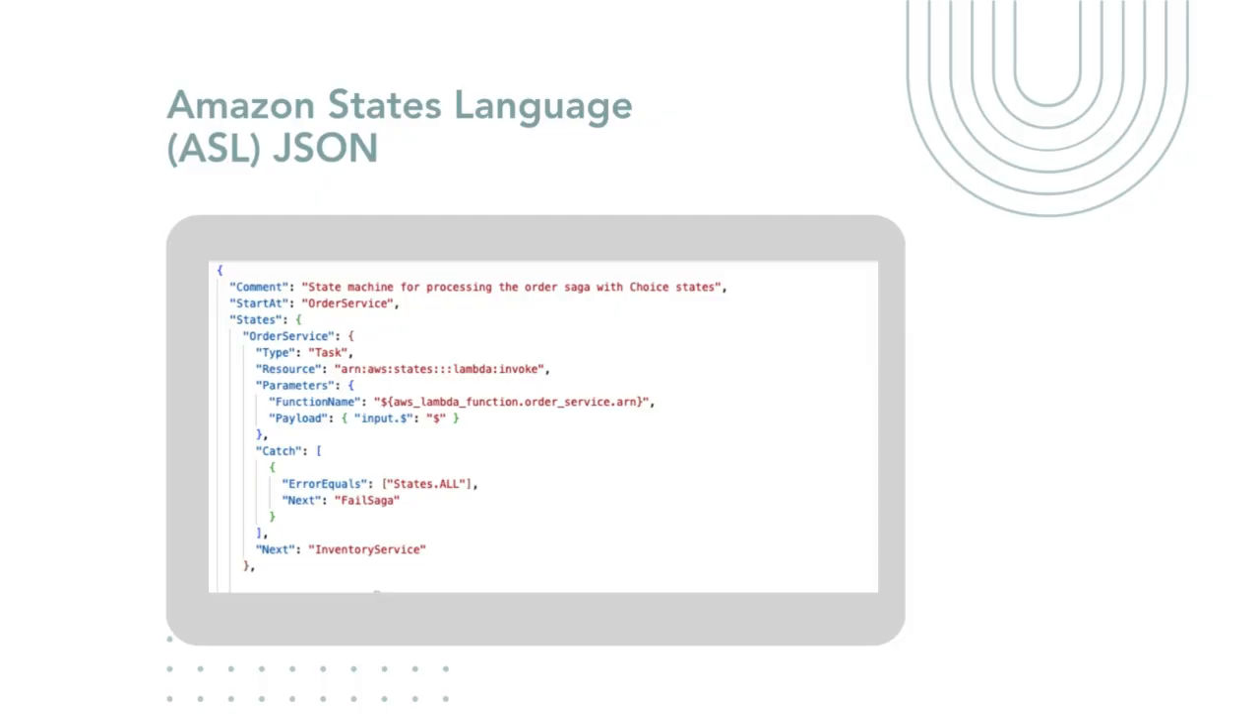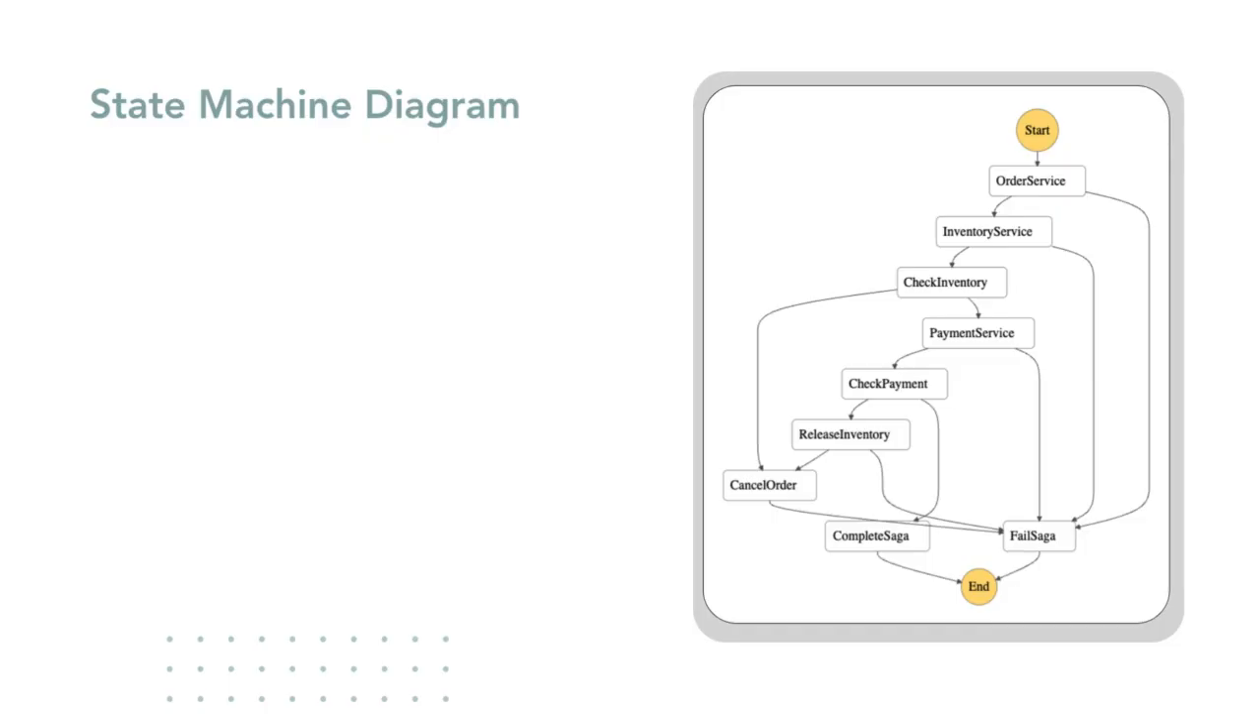It starts with the order service, which is a type of task. It invokes the order service Lambda. And then if there's an error, it fails the Saga. Otherwise, it moves on to the next task, which is the inventory service task. And here's what our state machine looks like.